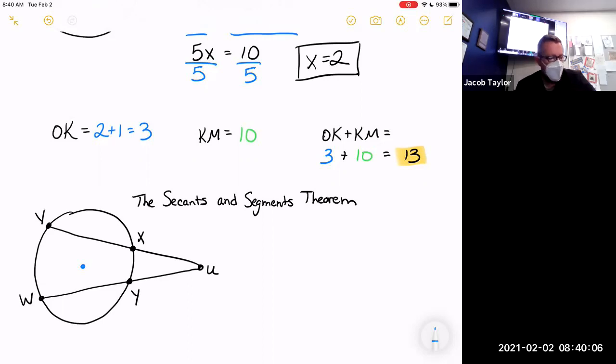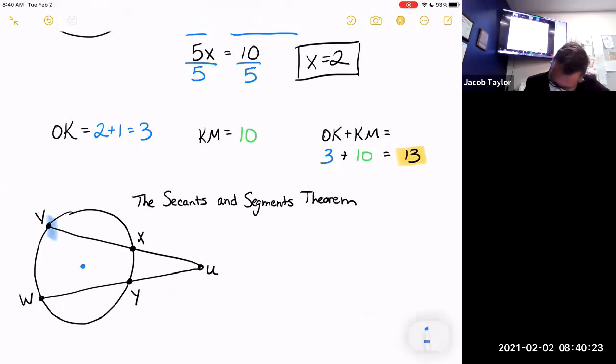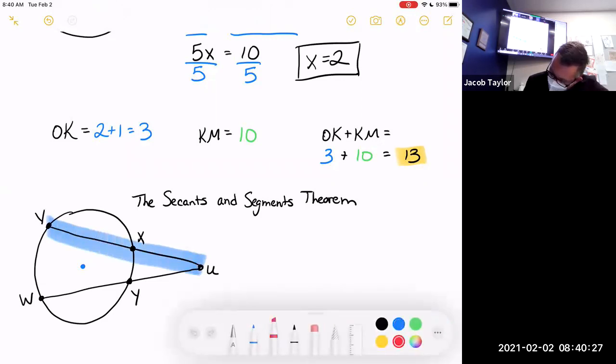Oh my god. So the formula here is a little bit different. We're still going to take two pieces of each secant and multiply them together, but the pieces are a little unusual. So for our first secant, we're going to use UV as our example. We're going to take all of UV, the entire secant UV, and we're going to multiply it by the outside piece.